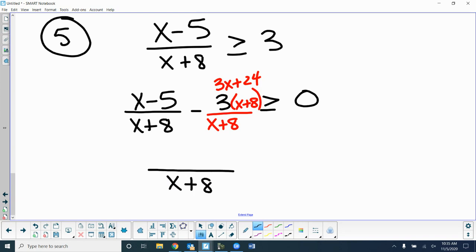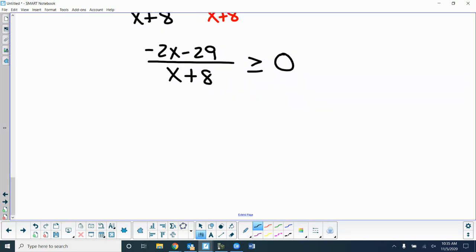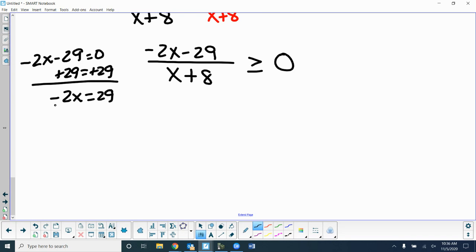Now when I subtract them, I got 1x minus 3x, negative 2x, I got negative 5 minus 24, negative 29. So that's what I want it to be. I want a single fraction and 0 on the right. So then I can figure out what makes the top 0 and the bottom for my values on the number line. My critical value. And I get negative 14.5.